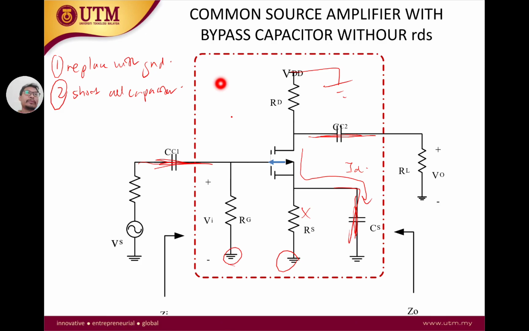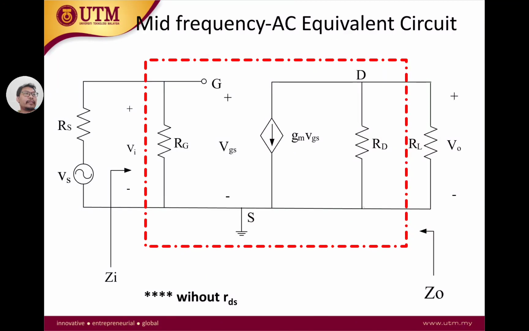Once we have done this, number 3, draw the AC equivalent circuit. So how do we draw? Basically here we can see that the RD is connected to ground, and RL is connected to ground. RD and RL are also connected to the drain terminal. Here is your gate, here is your source. So ground, we have the drain, RD, RL.